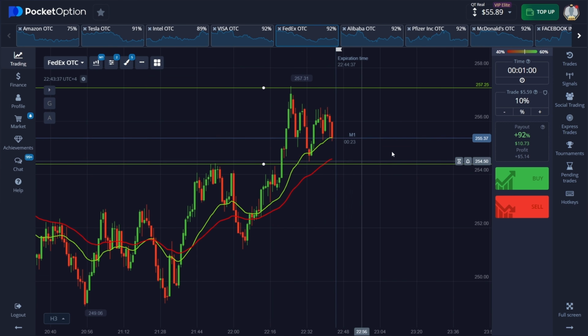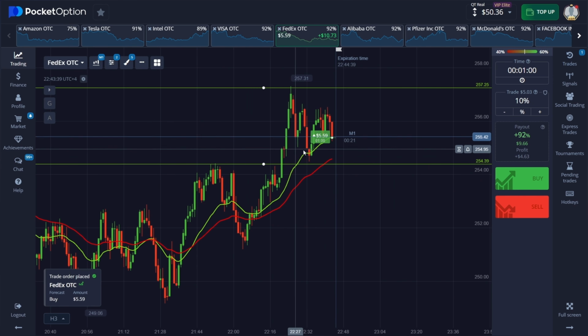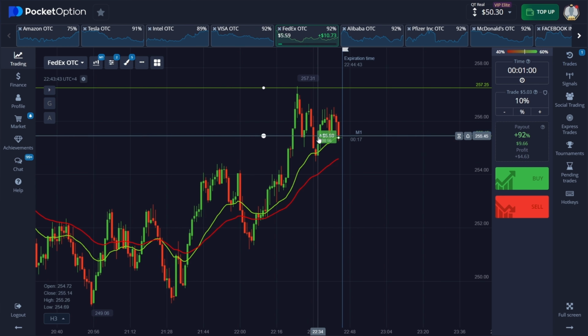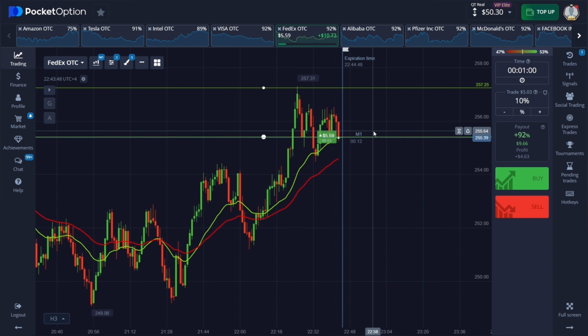Now I see a trade opportunity on FedEx OTC. I placed a trade for the upside move based on the moving average, which has some support as well. That's why I took this trade for the upside move on FedEx OTC.